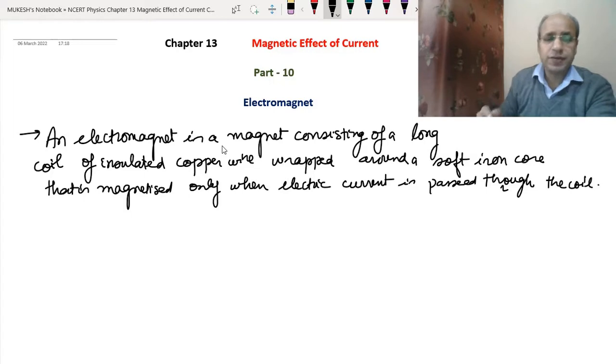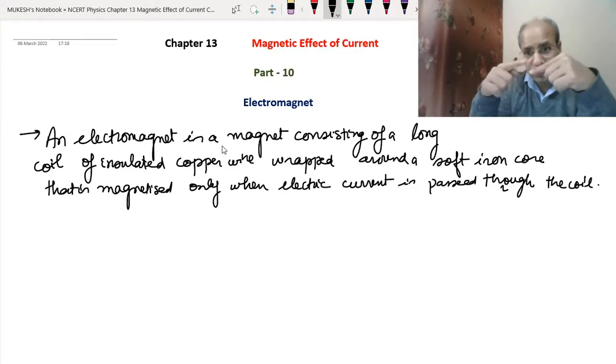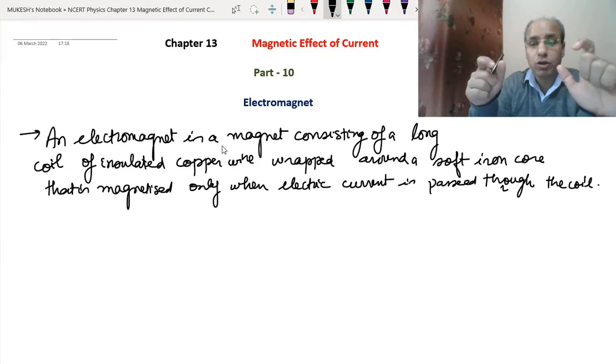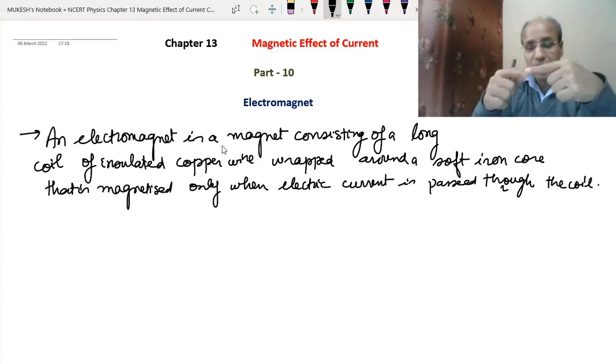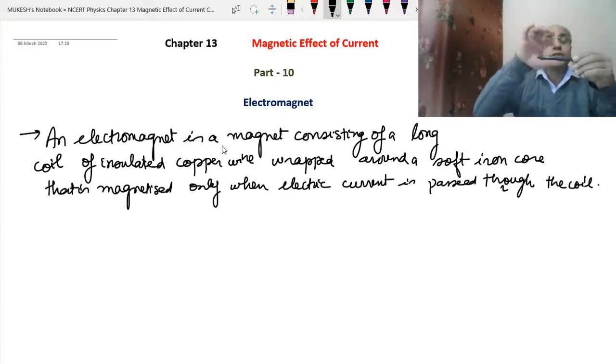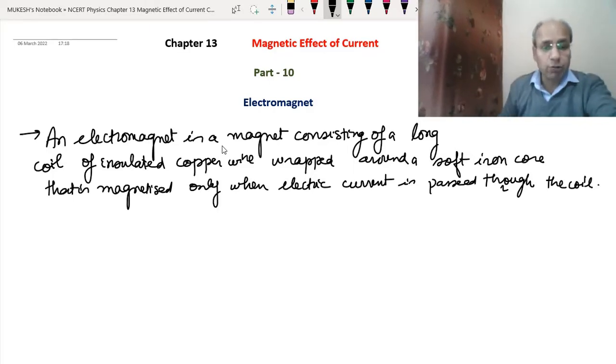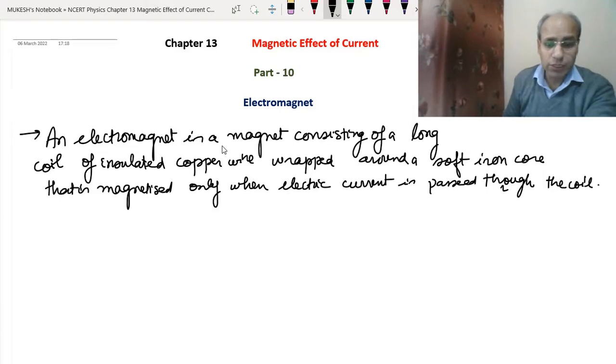So we have studied this long coil of insulated wire, just like a solenoid, but what is the difference? In a solenoid there may or may not be a soft iron core, but here it is always wrapped around a soft iron core. Suppose this is the soft iron, then it becomes a part of the electromagnet, and it will be a magnet only when current is flowing through this coil.